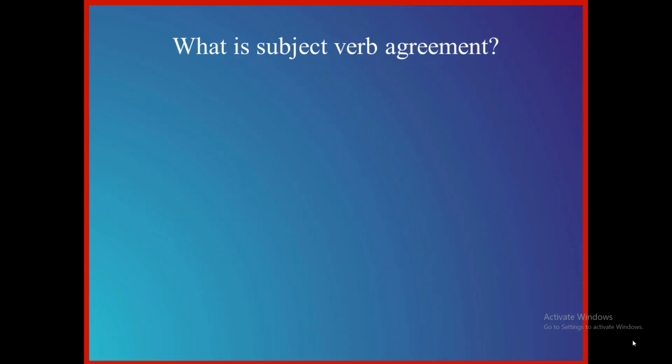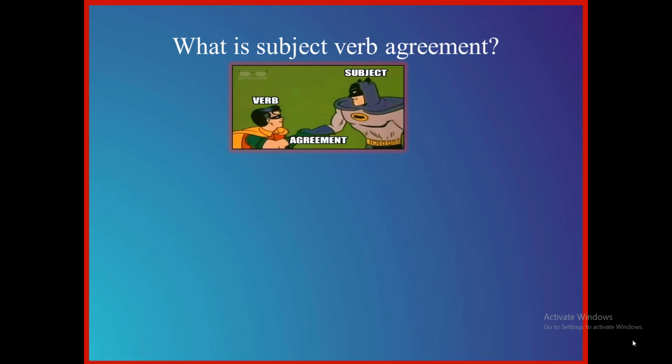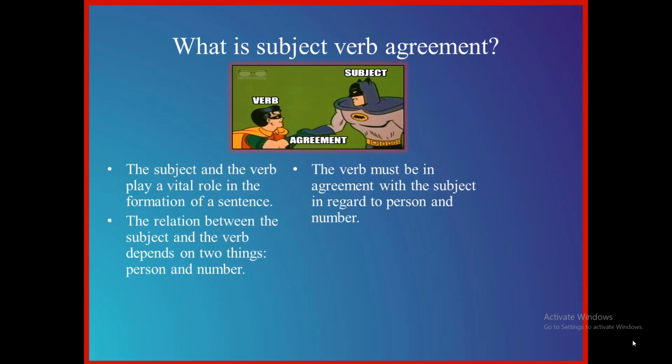So what is subject and verb agreement? What do we mean by it? Only if both the verb and the subject agree in a sentence correctly, you would be able to frame a meaningful sentence free from grammatical errors. Just look into the sentence. The subject and the verb play a vital role in the formation of a sentence.